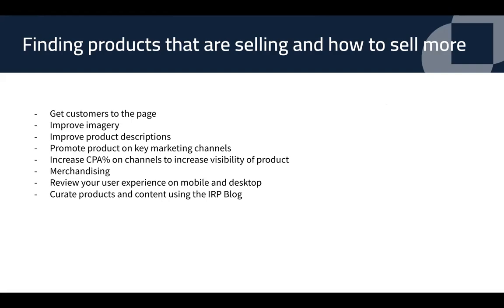and merchandise that product across the site. If you go into a retail store, obviously you can smell and see, which is slightly different in e-commerce, but a lot of the key things you would do in a retail setting also apply online. Yes, it's maybe more transactional online, but you can enhance and improve that shopping experience. So look at your user experience across mobile and desktop, and it is about finessing and constantly improving. You can also create content for your best-selling products using the IRP blog.